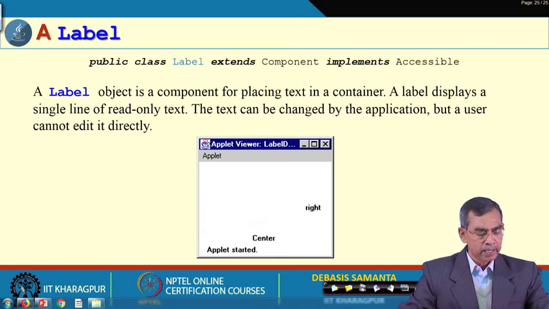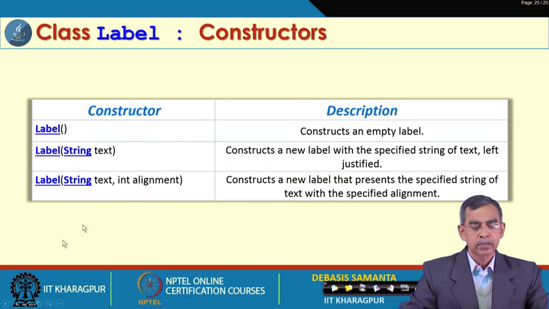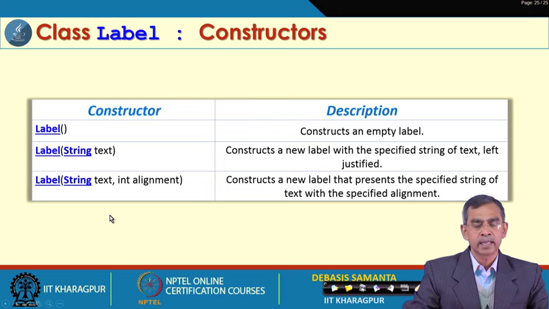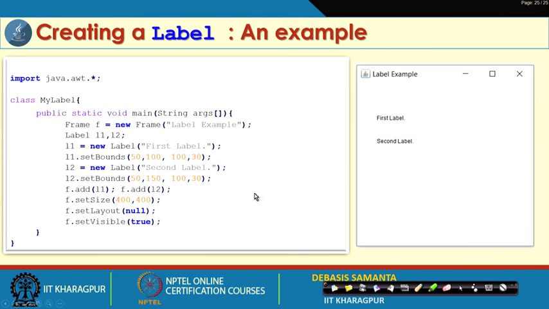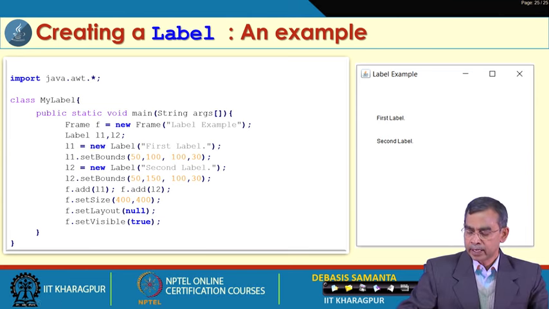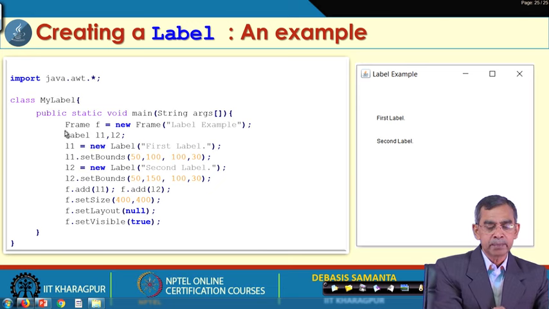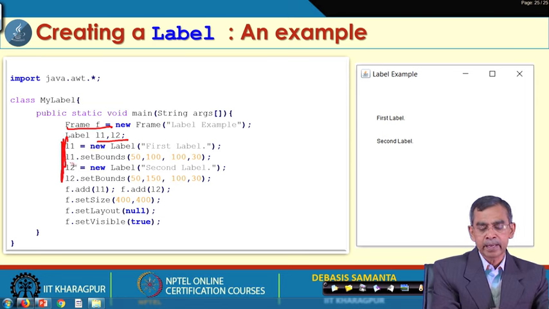Now, let us see how the label can be created. There are 3 constructors in the Label class, and a few methods are also there, and this is an example by which the label can be created. This is basically a frame, and 2 labels, L1 and L2, are created and defined here, that means first label, second label.